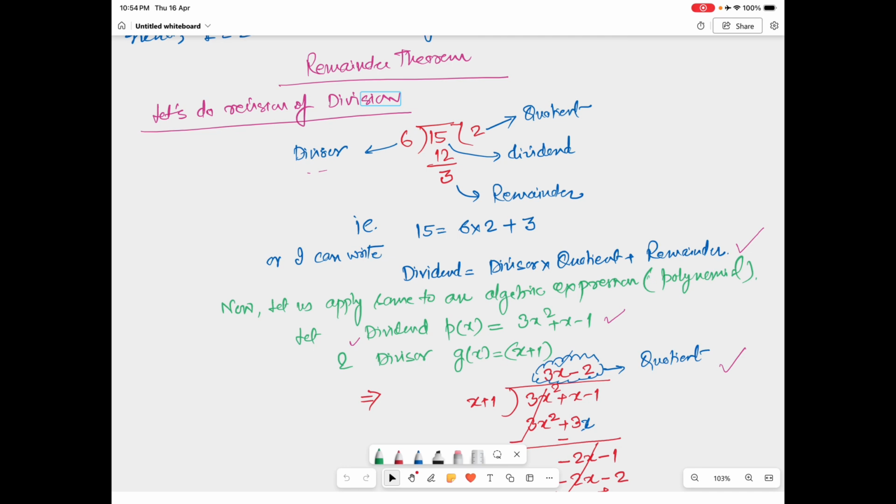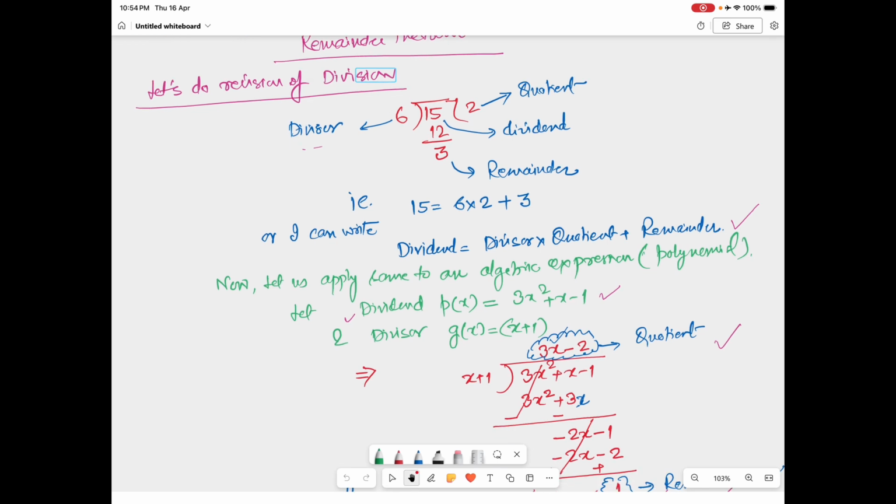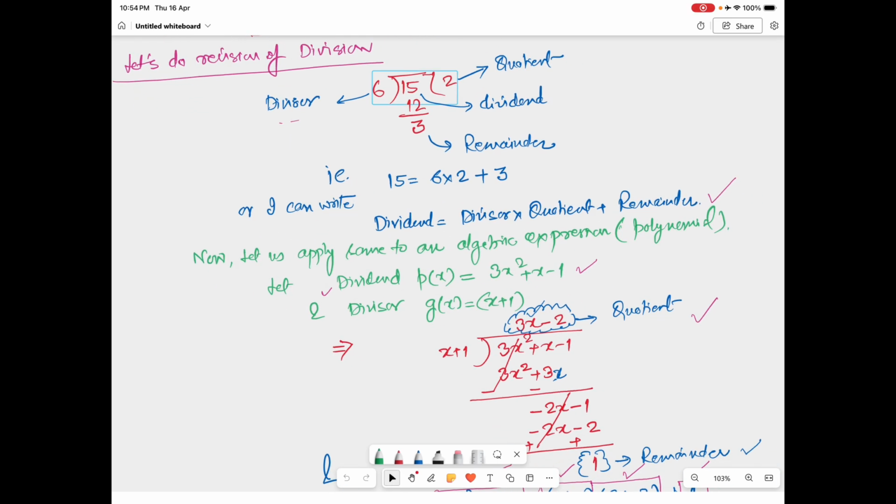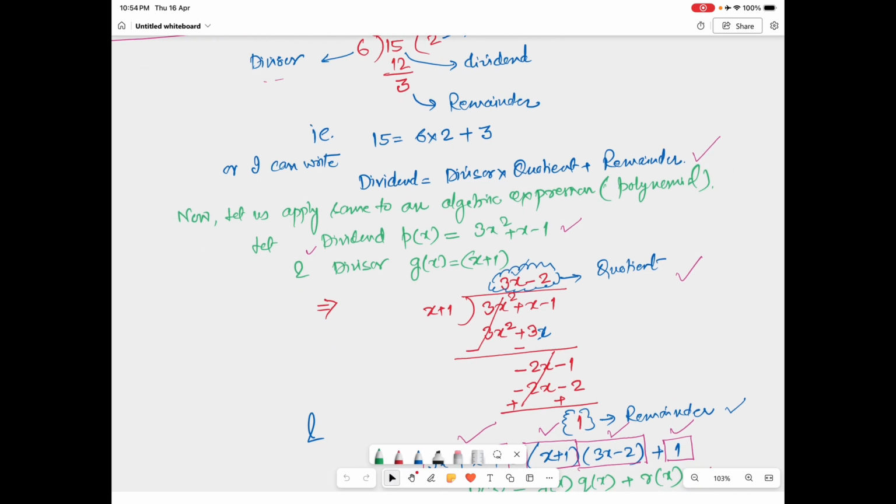So you might be knowing that, as it is visible on the screen also, if you divide the number 15 by 6, then 6 is called the divisor, 2 is called the quotient and 3 is called the remainder. And 15 can be written as 6 into 2 plus 3, which can be written as dividend is equal to divisor into quotient plus remainder. The same thing we can apply to the polynomial also.